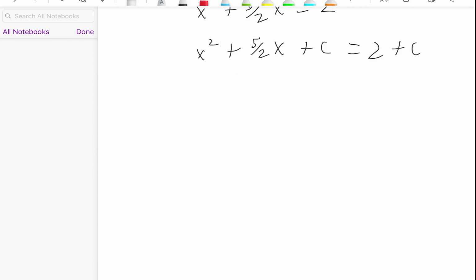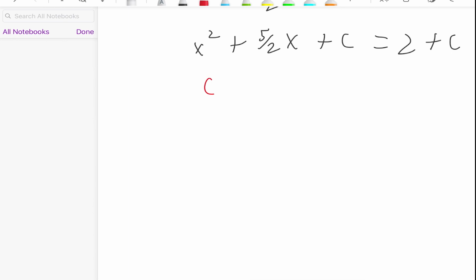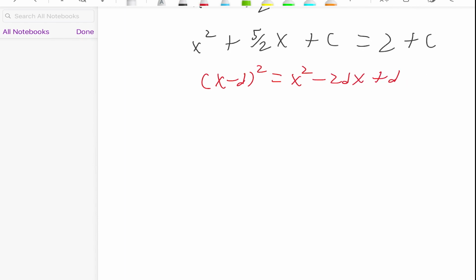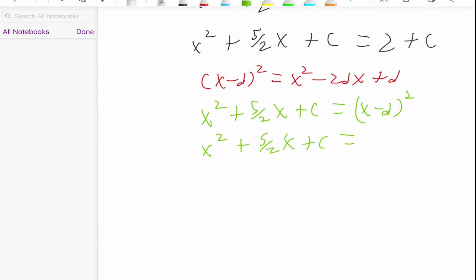Now we're going to make our perfect square. So we're going to write down the formula x take d all squared is equal to x squared take 2dx plus d squared. And now we're going to make our x squared plus 5 over 2x plus c equal to our perfect square, because this is what we're trying to turn it into. And then you write x squared plus 5 over 2x plus c is equal to x squared take 2dx plus d squared.